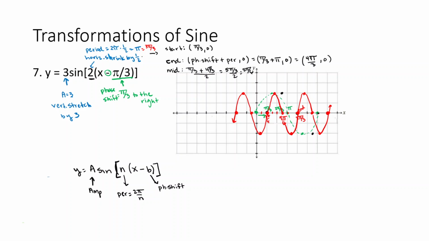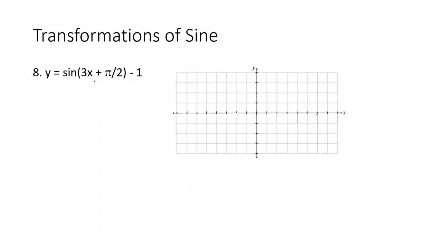Okay, so let's do another one. Okay, so this time my amplitude is still 1. There's no number there, so it's understood. Okay, now this one looks different. Remember, the previous one had this parentheses here. So if I were to divide this 3 out, I would have to take pi halves and divide by 3 to get what's here. Okay.